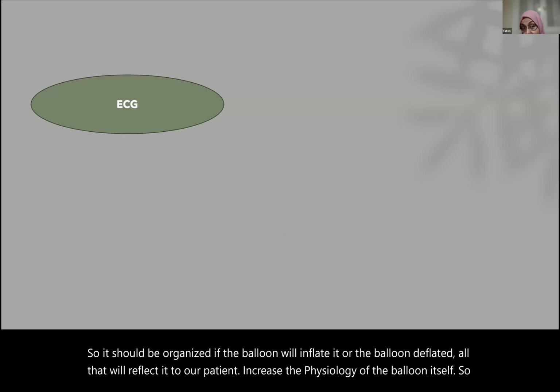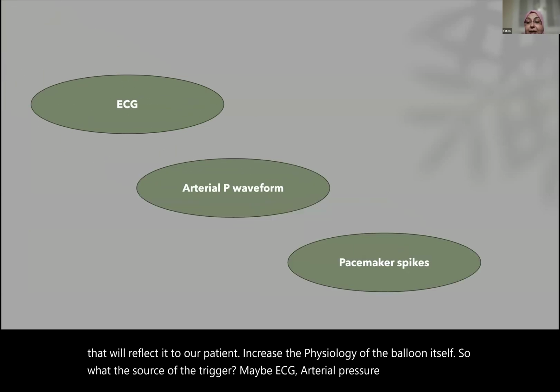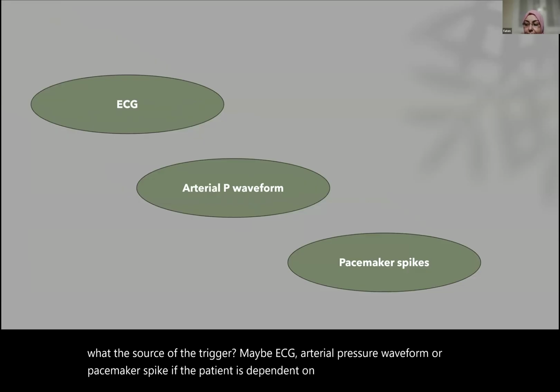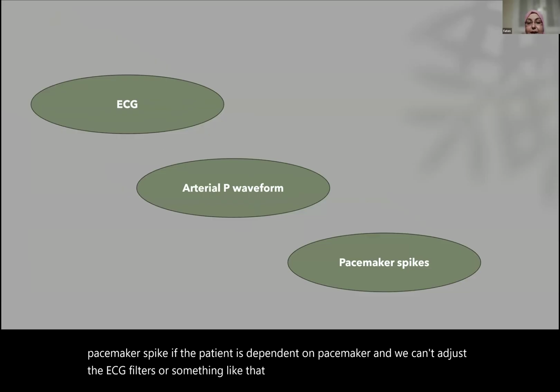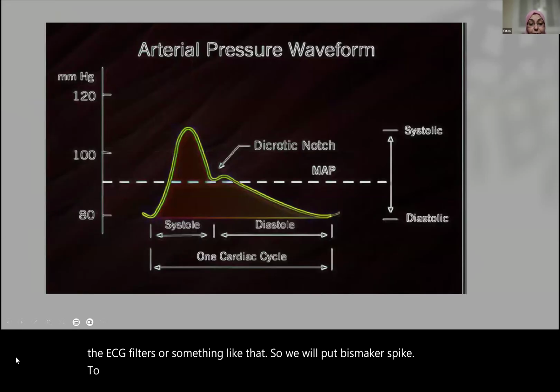So what is the source of the trigger? It may be the ECG, the arterial pressure waveform, or a pacemaker spike, if the patient is dependent on a pacemaker and we can't adjust the ECG filters or something like that, so we will use the pacemaker spike.